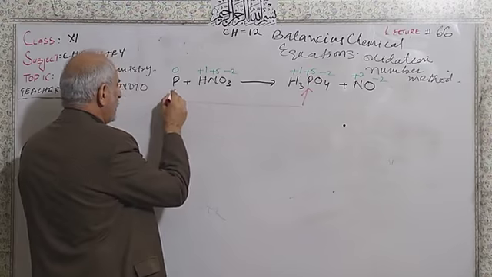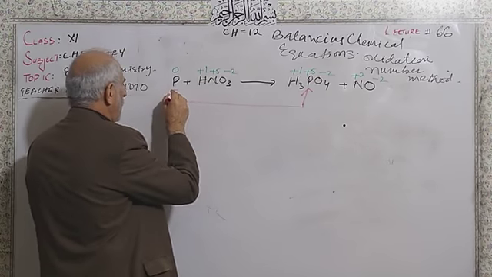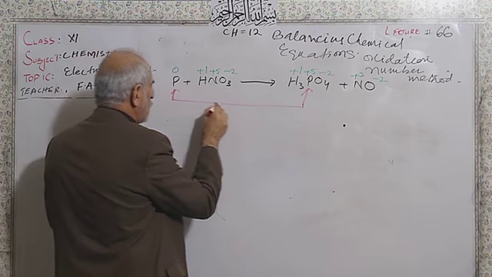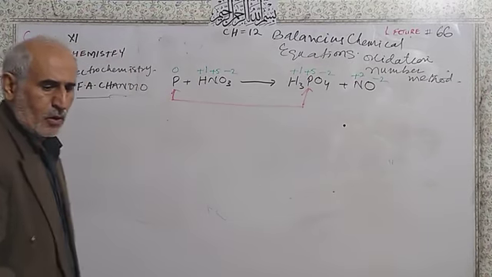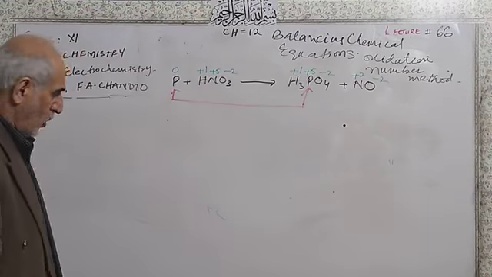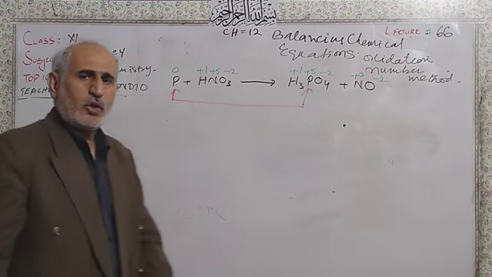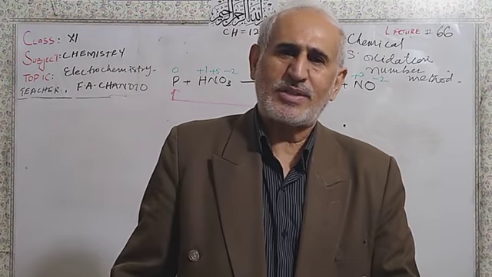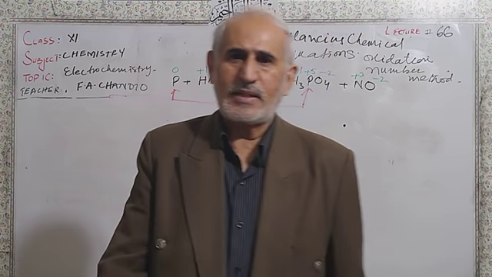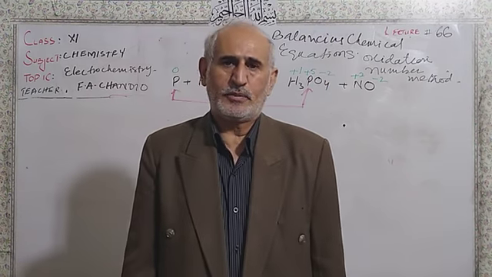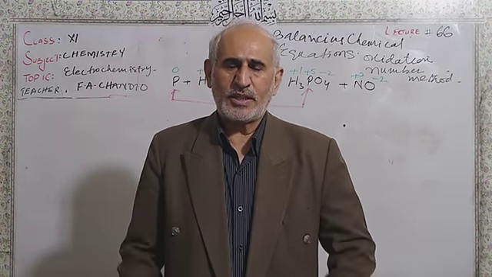Make a bridge. This is a bridge. Make a bridge between phosphorus to phosphorus. Here. So this is a change 0 to plus 5. When I told you about the oxidation reduction processes, oxidation is the loss of electron and reduction is a gain of electron. Oxidation is the loss of electron or increase in oxidation number.